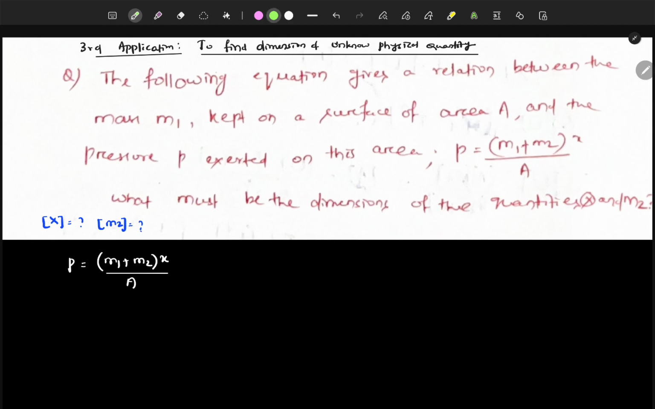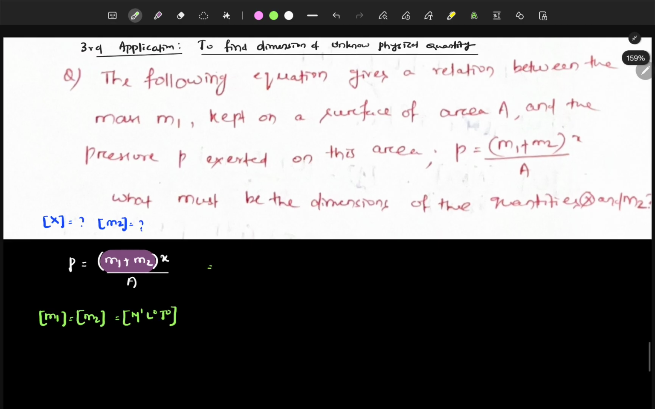Yes. So in this expression m1 plus m2 is given. That means two quantities can be added only if they have the same dimension. That means the m1 dimension is equal to the m2 dimension, that is, mass, M¹ L⁰ T⁰. Then we have to find the dimension of x.